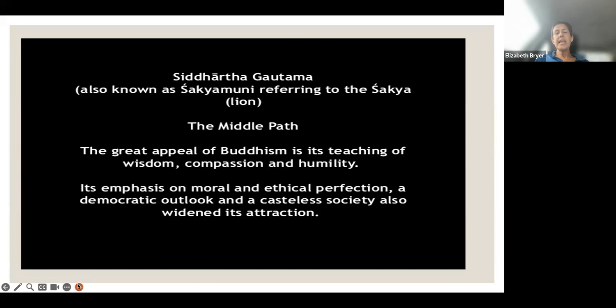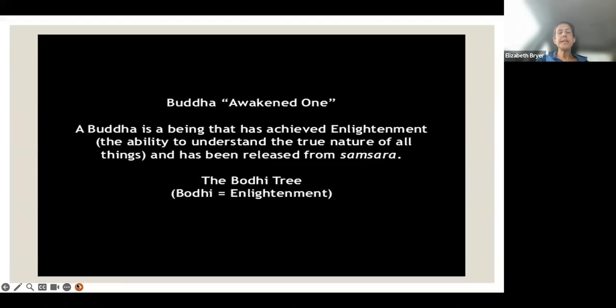Again, Bernie Glassman refers to this in Instructions to the Cook: one of the things that's highly valued in Buddhism is what's called the middle path. The great appeal of Buddhism is its teaching of wisdom, compassion, and humility. Its emphasis on moral and ethical perfection, a democratic outlook, and a casteless society also widened its attraction. A Buddha is a being who has achieved enlightenment, the ability to understand the true nature of all things, and has been released from samsara, which is the wheel of suffering.